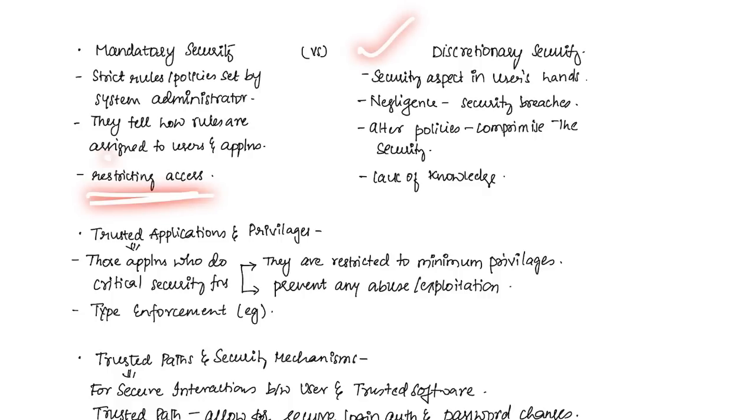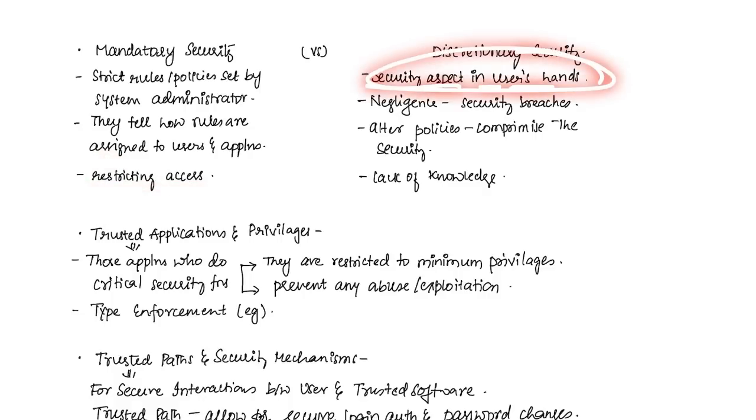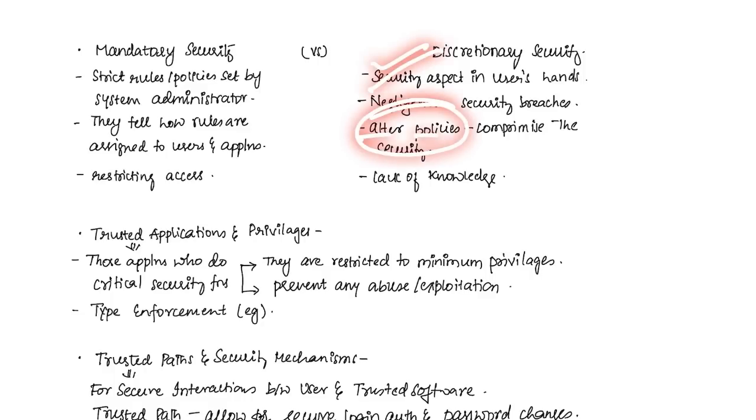Coming to the discretionary security. So here the security aspect is in the hands of users. So if the user is negligent, then there could be security breaches happening here. And not just that, even the user has the authority to alter the policies, thereby compromising the security also.